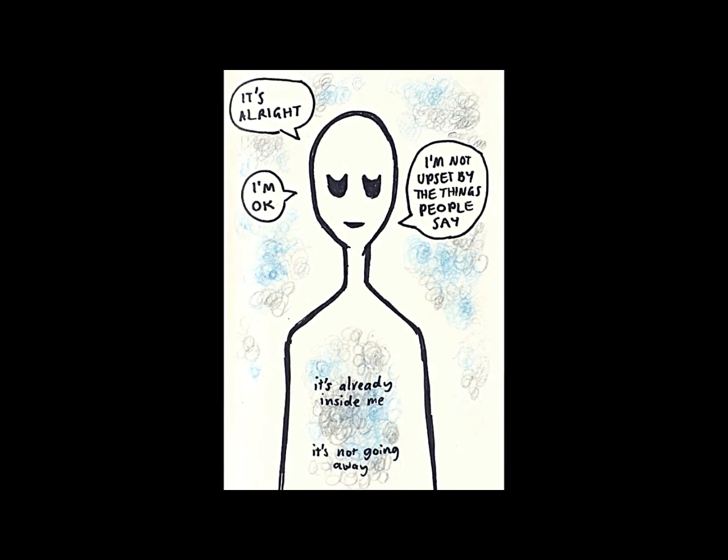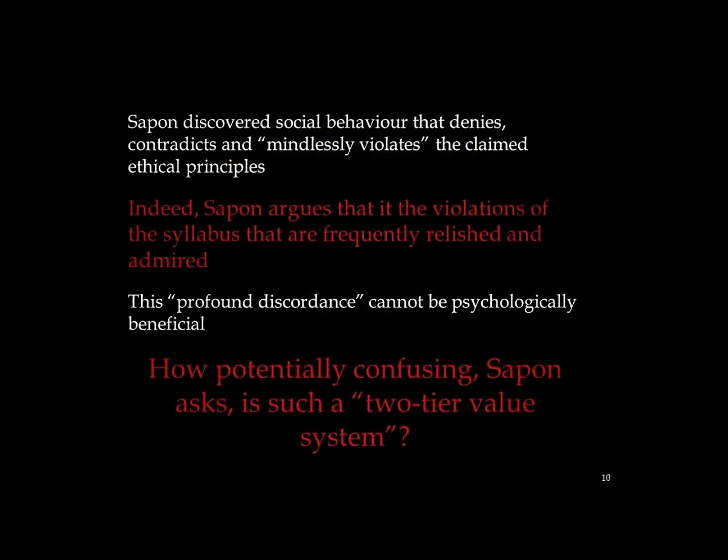Okay, so he says that eventually we have to cue our kids into the fact that society is not quite as rosy as we first told them. Some of the values of real society violate the values that we've just spoken about. And in fact, the violation of those values are often celebrated. So in some senses, this is a problem. And certainly psychologically can't be beneficial, Sapon says. And effectively what he says is that we've got a two-tier value system.